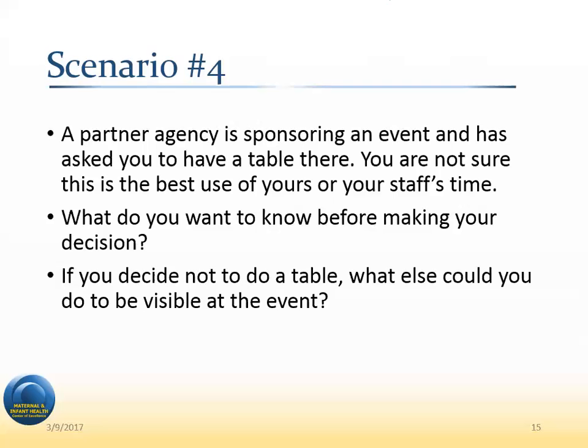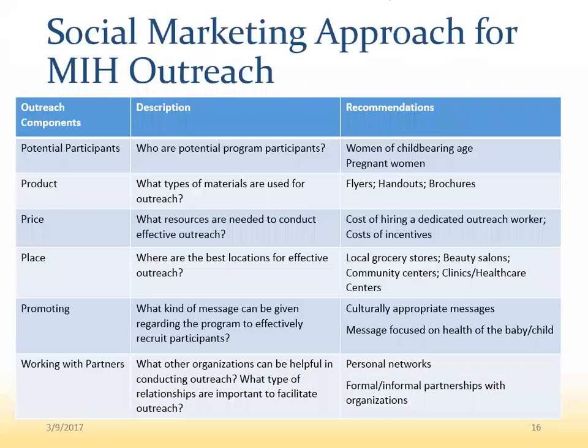Okay, so I think we're just going to begin to wrap up here. Again, just as a reminder, the social marketing approach has the five components. So we're looking at, obviously, women of childbearing age. We're looking at some products. It could be brochures, handouts, flyers, as well as price, which is more in the context of the resources for the program, whether that's incentives or hiring a dedicated worker.